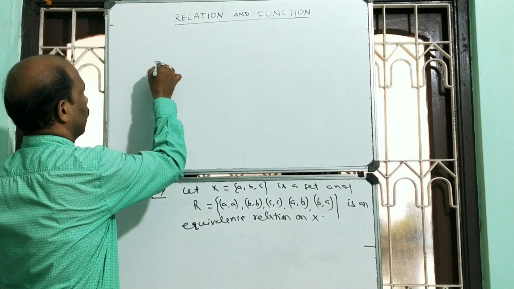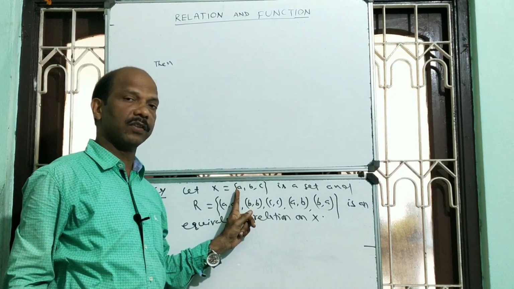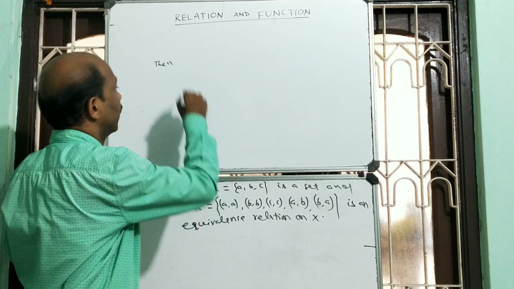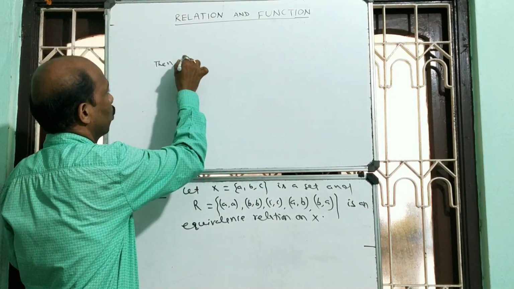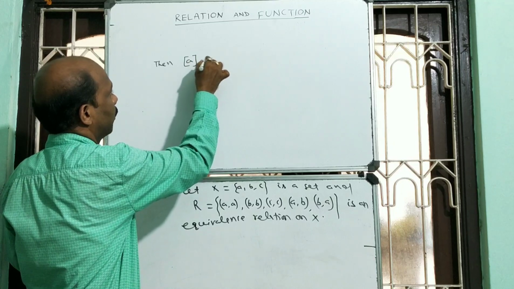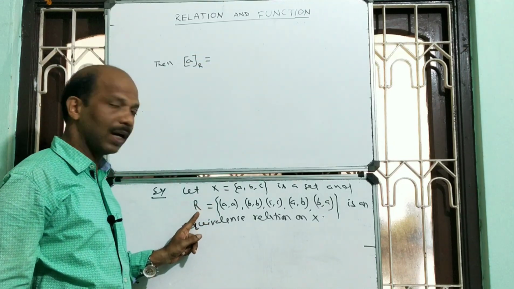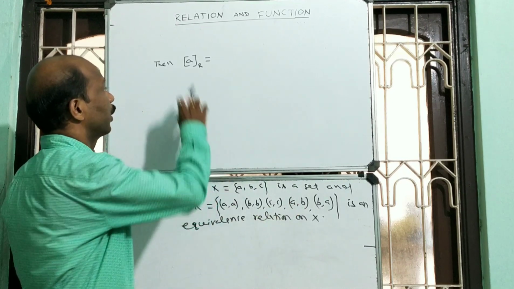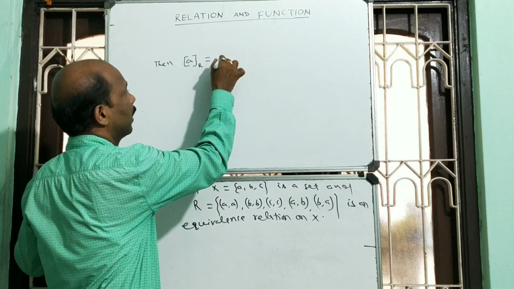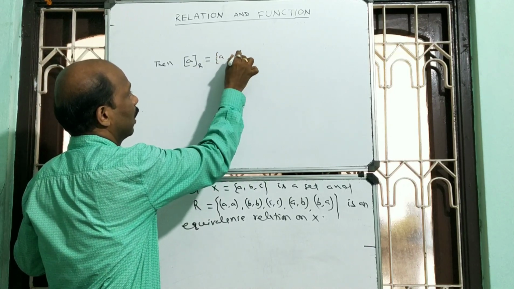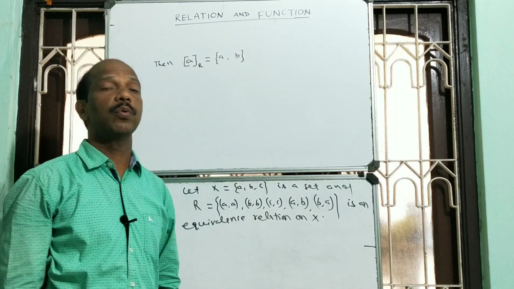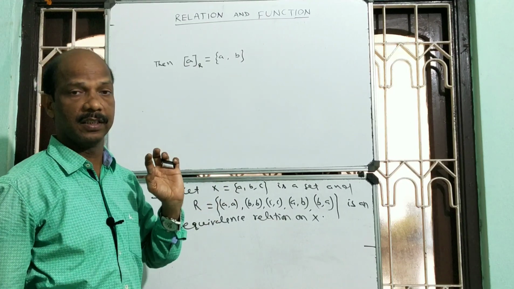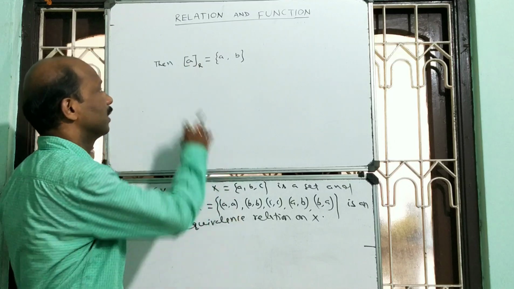Then we can find the equivalence class of a, b, c with respect to equivalence relation R. Then equivalence class of a with respect to R is defined as, here in the equivalence relation R, a is related to a, and a is related to b. So the equivalence class of a contains the elements {a, b}. That means we have to find out the elements which are related to a in the set X. Those elements belong to the equivalence class of a.